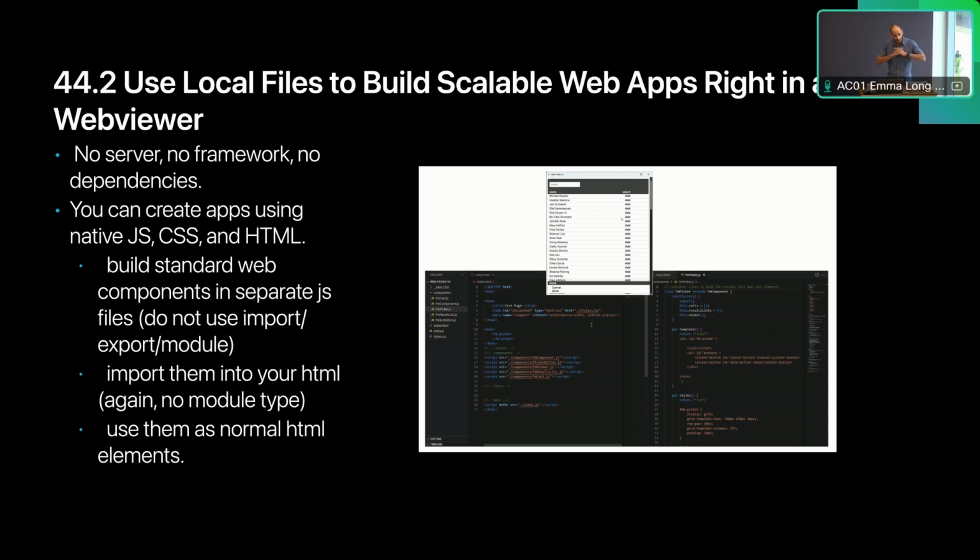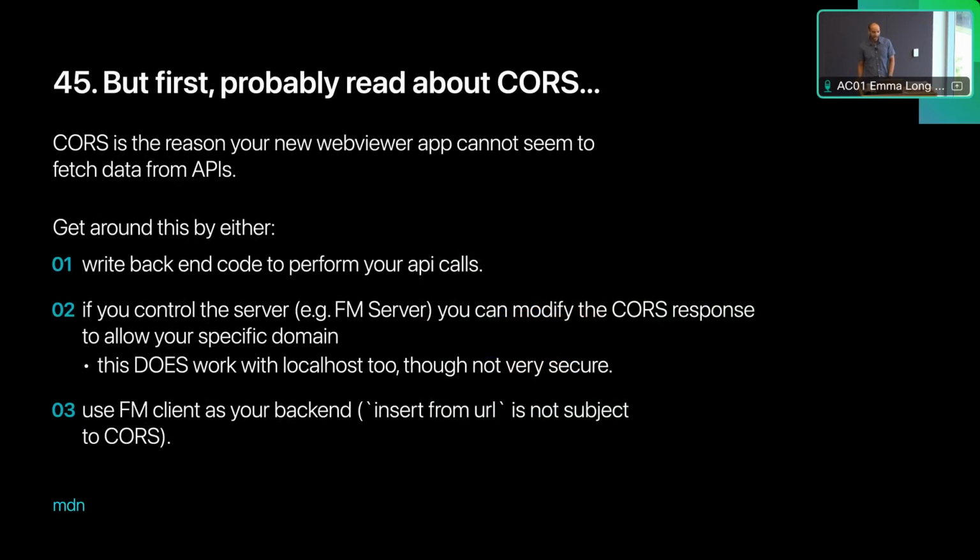And then we can put all of our stuff in separate files. We can build using Visual Studio Code. We can have Copilot, ChatGPT, whatever we want to help us build these components. And our development experience is identical to what we would expect on the web. And again, this works. No server, no dependencies, no compilation, no transpilation, nothing. If you want to know more about that, definitely talk to me later. But first, probably learn about CORS.